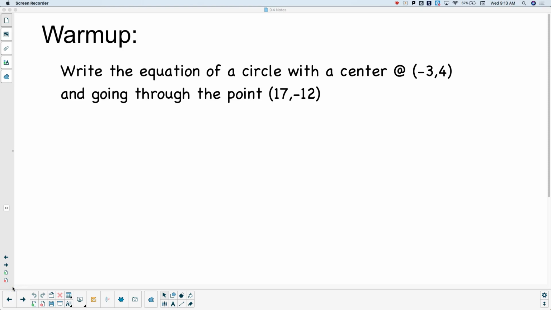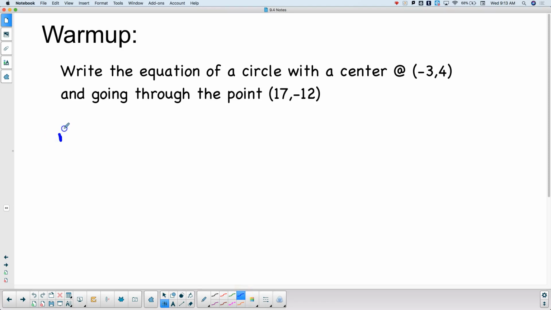First thing I need to do is what? Find the distance, because what's the distance? It's the radius, okay? I have the center, which is the H and the K of the circle, but I need the radius. And so that distance between those 2 points is going to be the radius.